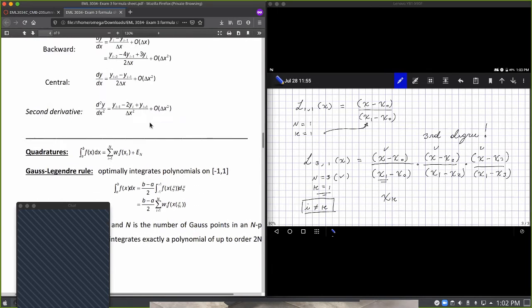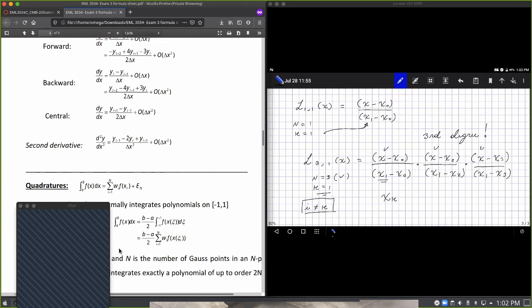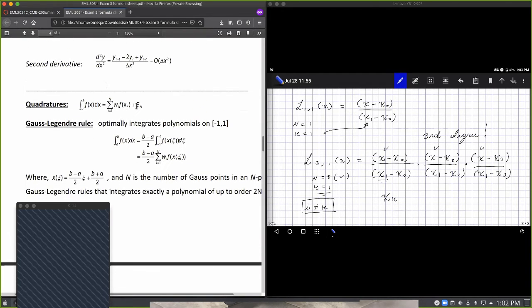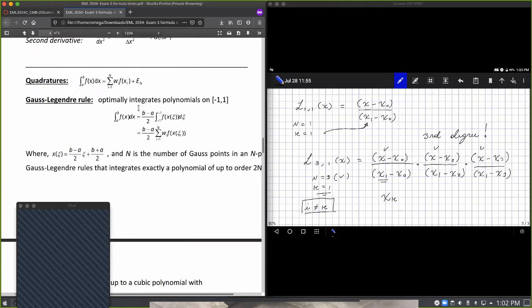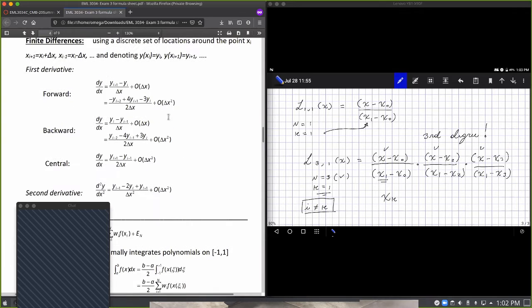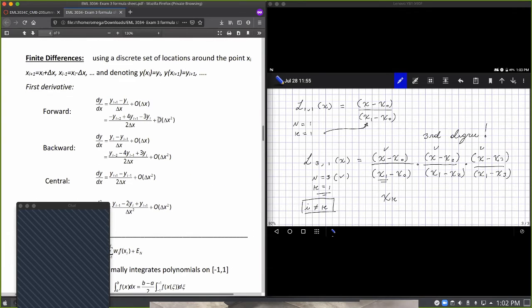Instead of only being the value in front of it, it will be the value after. So quadratures, I hope to God that you guys know how to do this, because I ask a lot for this. What is the O of delta x? That's the higher order terms. O of delta x just means higher order terms. We talked about that on the first exam.